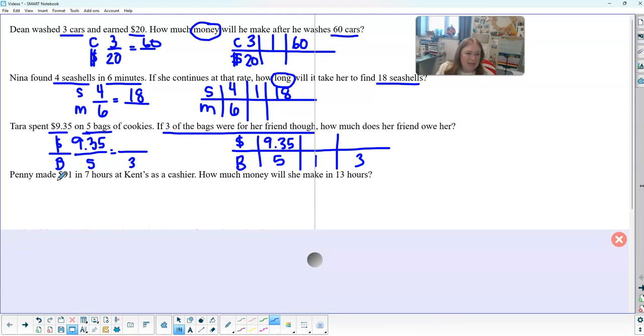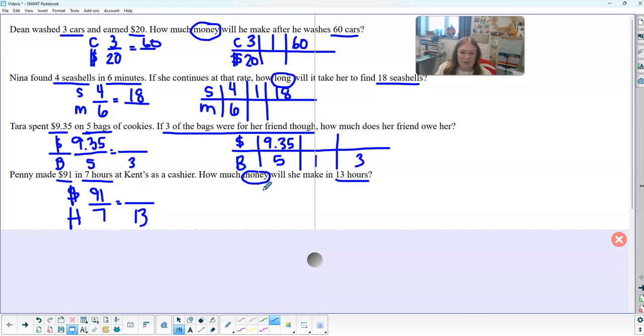Okay, this one says Penny made $91 in 7 hours at Kent's as a cashier. How much money, so we're looking for the money, will she make in 13 hours? So we're setting it up. We have money and we have hours. She made $91 in 7 hours. I want to know how much she's going to make in 13 hours. My hours are on the bottom, so it goes on the bottom here. 91 times 13 divided by 7 gives me that missing piece here.